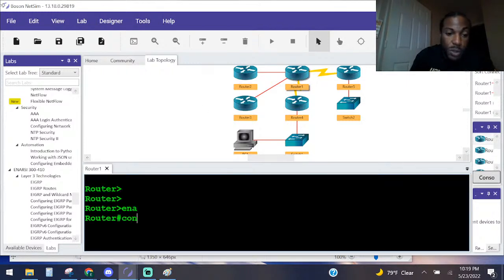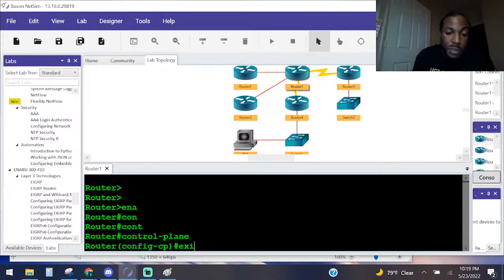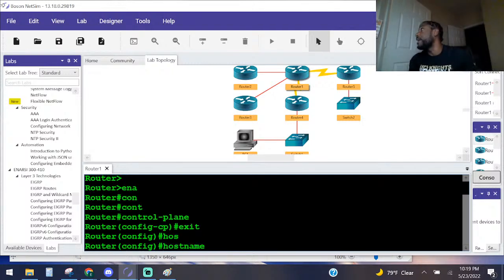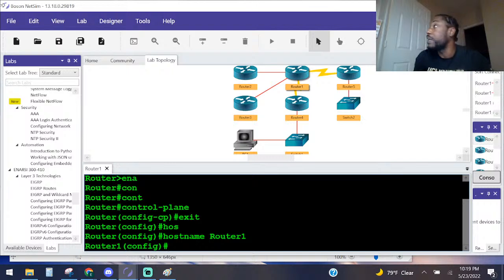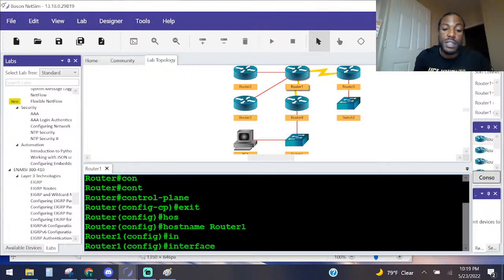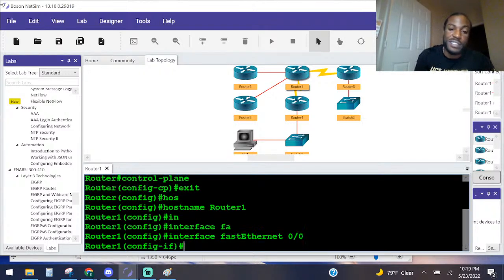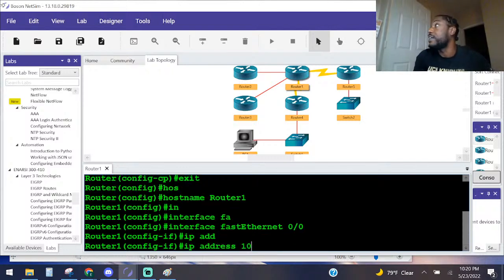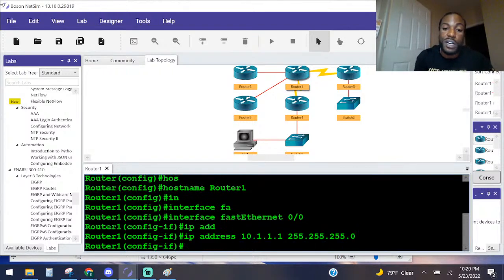We'll go to global config mode. We're in CP mode. What am I doing here? We'll go to hostname. That's how you configure a host name for anybody that's new. Router 1 is the host name, and then the appropriate IP addressing. Interface FA0/0, the IP address for that is 10.1.1.1, subnet mask /24, which is 255.255.255.0.